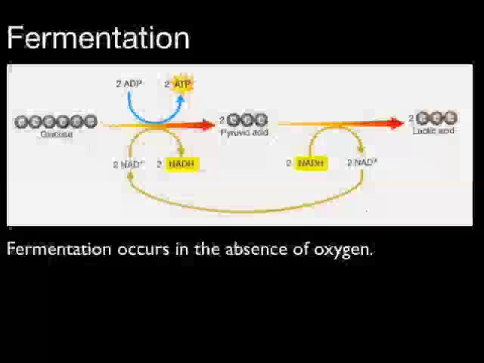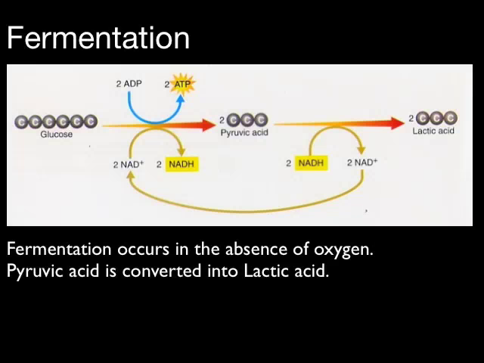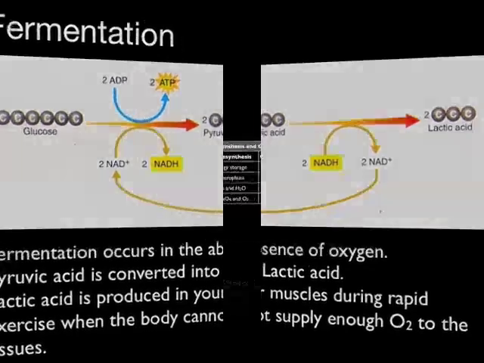Now you need to remember that the Krebs cycle and electron transport chain occur in the presence of oxygen. There are occasions when oxygen is not available to your cells. When this occurs, you have fermentation. Instead of pyruvic acid being converted into citric acid, it is converted into something called lactic acid. Lactic acid is produced in your muscles during rapid exercise when your body cannot supply enough oxygen to the tissues. For those of you that work out or participate in athletics, this is the sharp, intense burning sensation produced by your muscles during rapid exercise and physical activity.